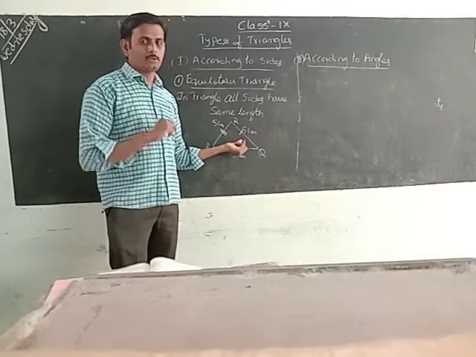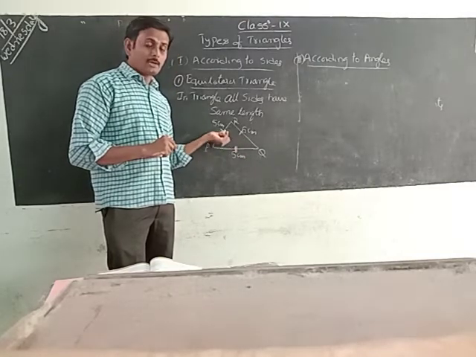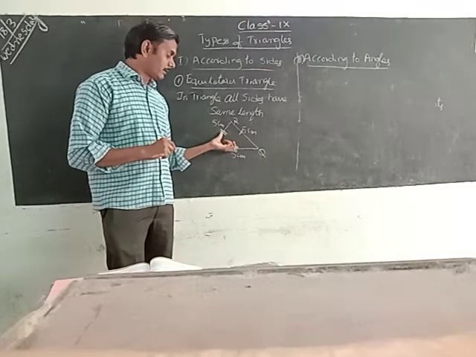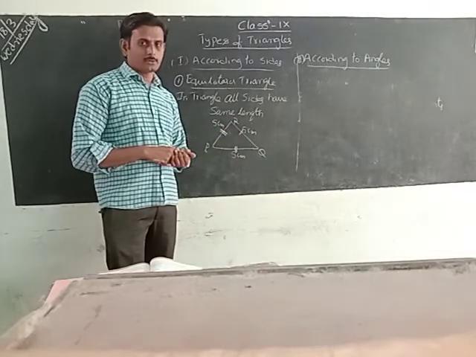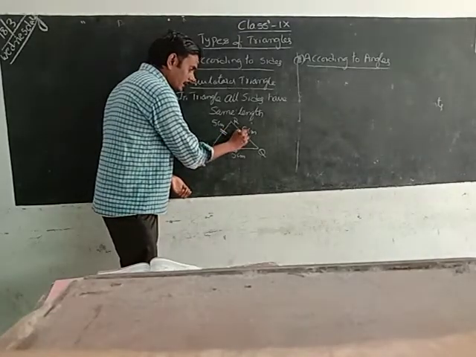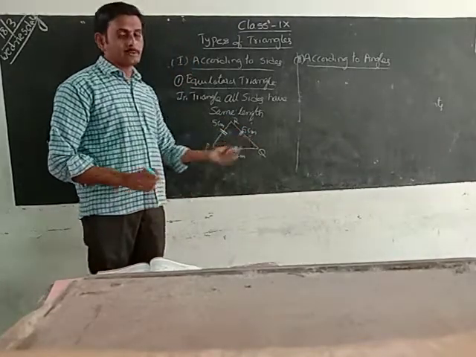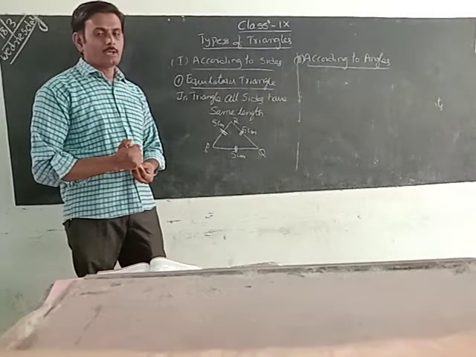No, only one line is there. Whenever two lines have equal length, they are marked the same; lines having different lengths are marked differently. That is the notation. Symbolically you can identify that. So if you want to say equilateral triangle, the three line segments should be of equal length.